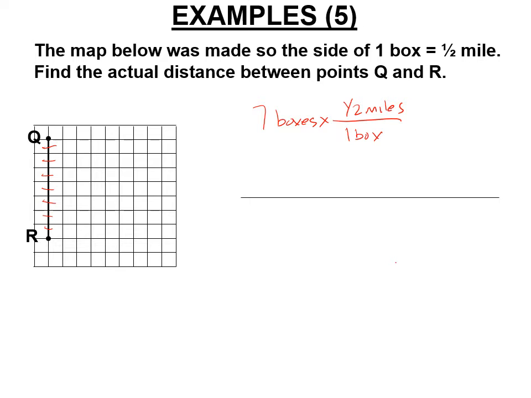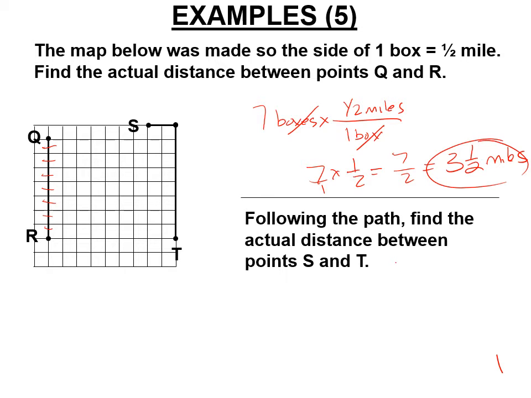Now, we're going to talk more about this. You can have a fraction and a fraction. The boxes cancel, and it's 7 times 1/2. 1/2 over 1 is 1/2, right? So what's 7 times 1/2? Well, it's 7 halves. Whoops, not 7 1/2. 7 halves, right? Which is 3.5 miles between Q and R. If one box is half a mile, with 7 of those half miles.